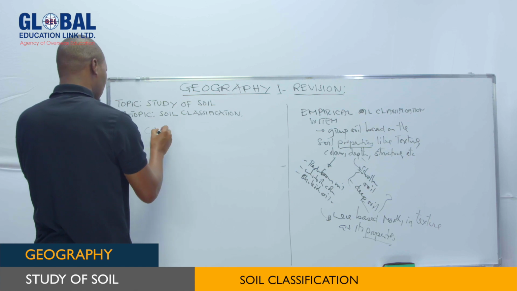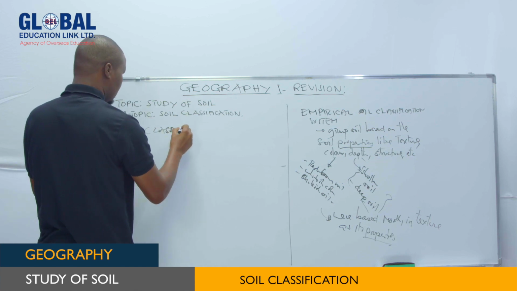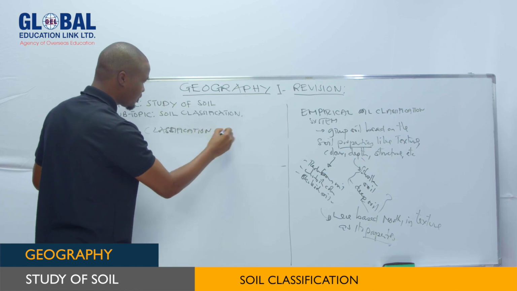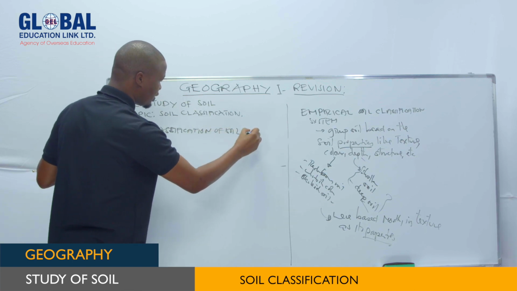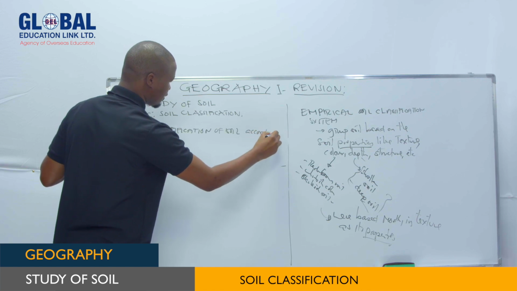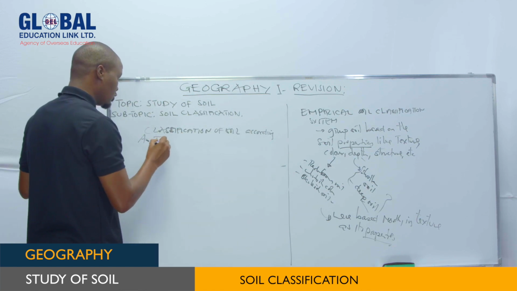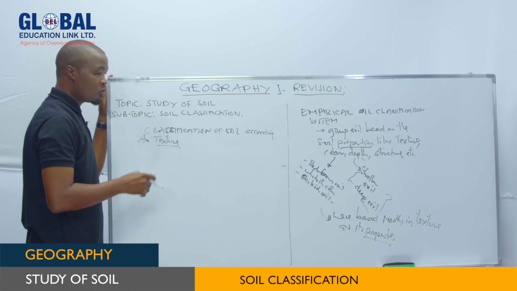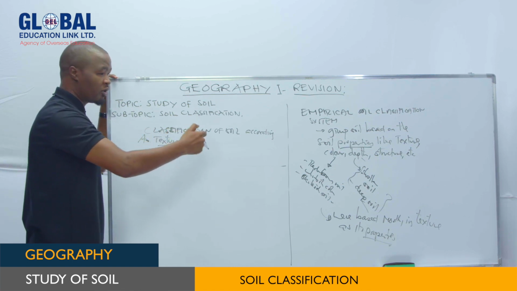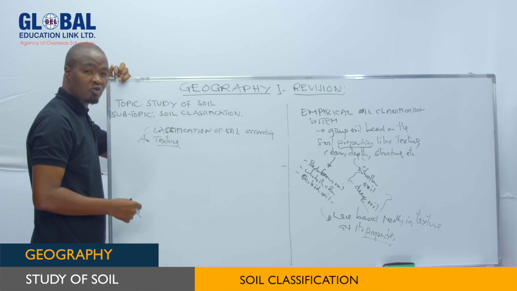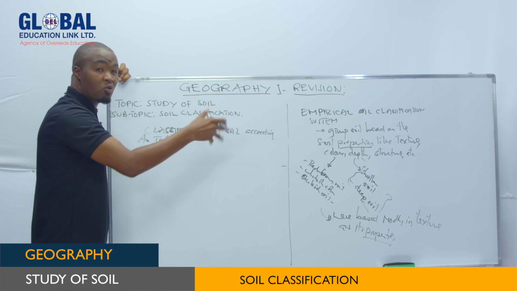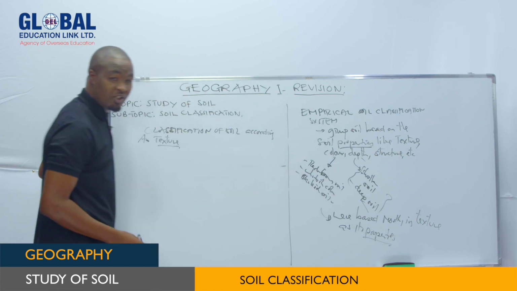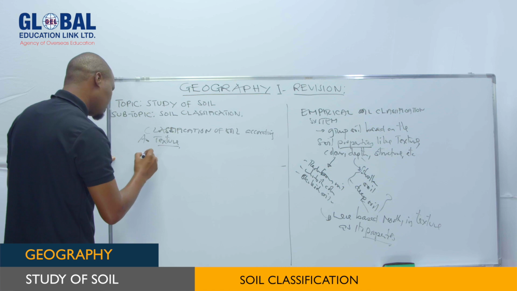Classification of soil according to what? To texture. Hey student, you have to be very careful right here. It means we have tried to classify soil based on what? On the properties of the soil. So in the properties of the soil, they were based much on what we call classification of soil based on what? On texture. Let's refer first to what is texture.